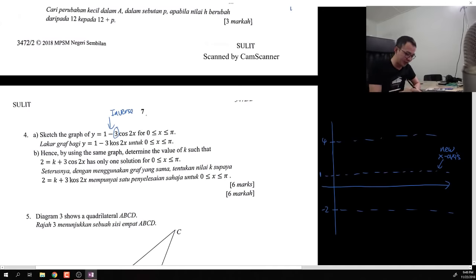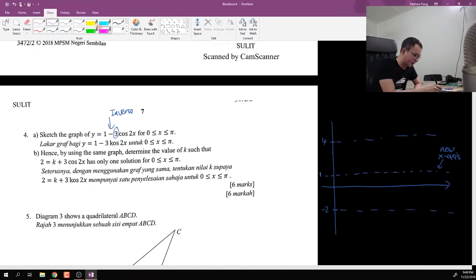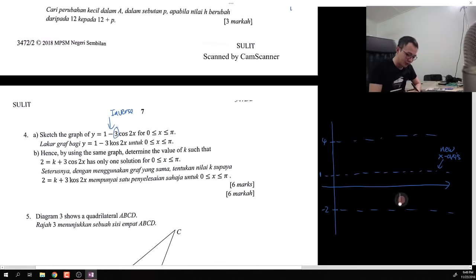So you're going to see how I draw the graph here. If positive, the graph should look like this, isn't it? But negative, the graph will look like this. And because of 2x, I want to know how far my 1 cycle is. 2x equals 2 pi, this is fixed already, so x is just equal to pi. That means my 1 cycle is 1 pi.